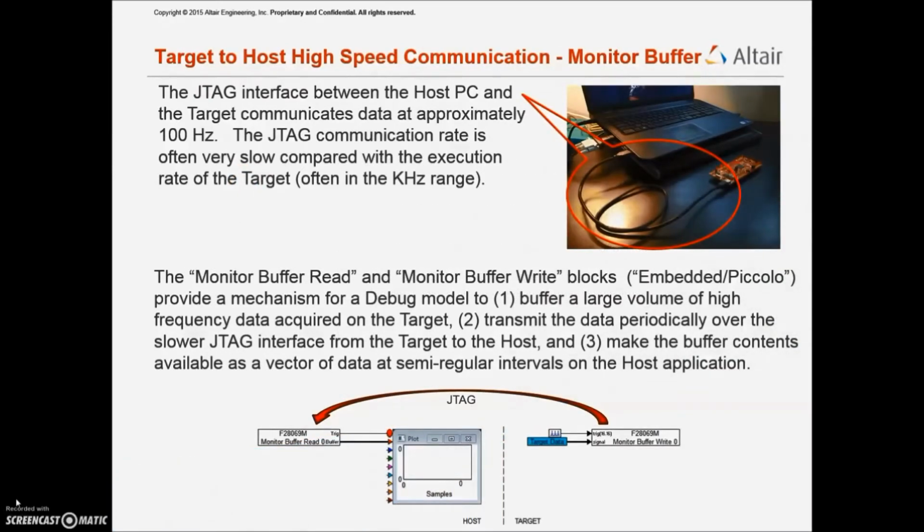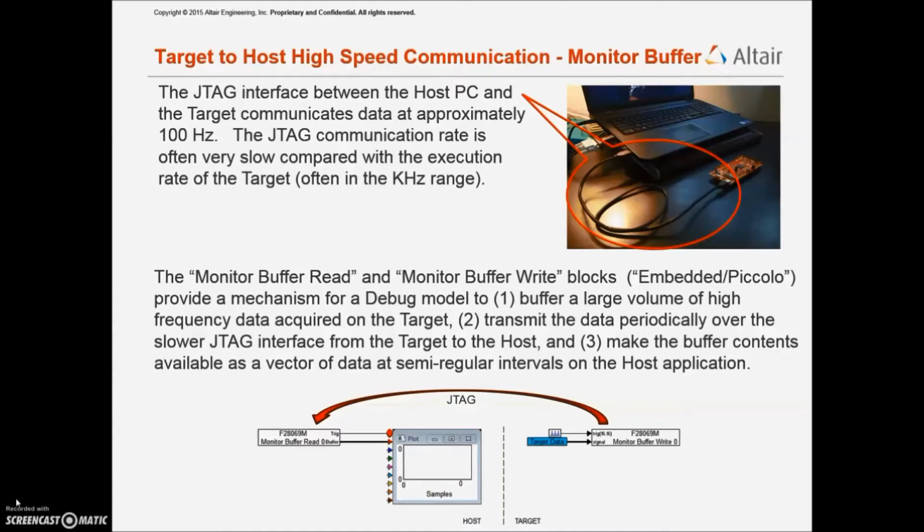The JTAG interface between the host and the target, circled in this photo, communicates data at approximately 100 Hz. The JTAG communication rate is often very slow compared with the execution rate of the target, which is often in the kilohertz range. The monitor buffer read and the monitor buffer write blocks, located under the embedded Piccolo menu, provide a mechanism for a debug model to do the following.